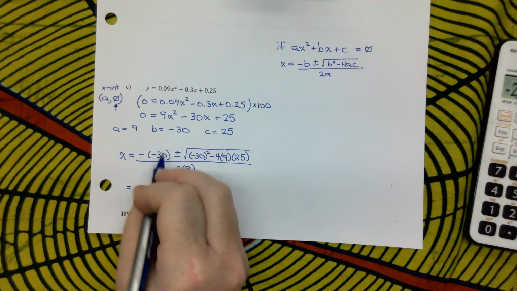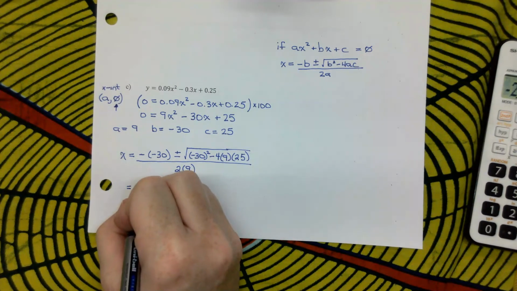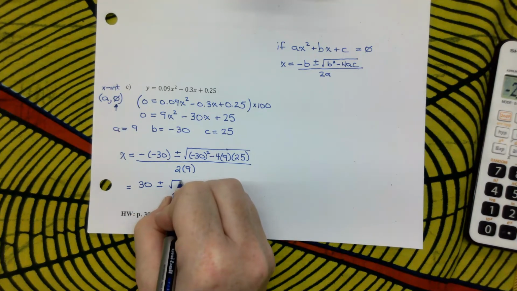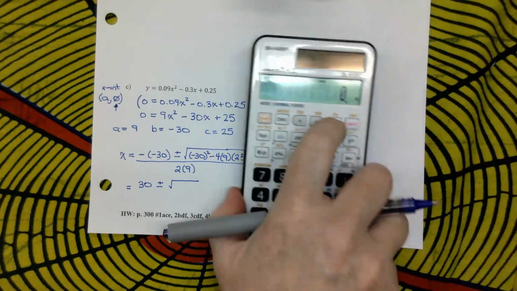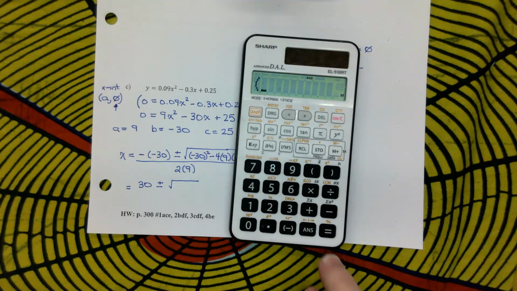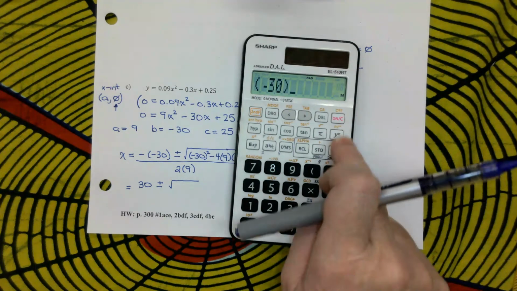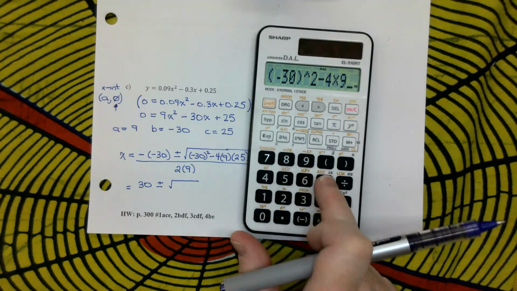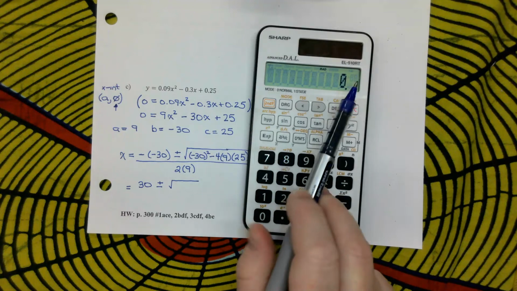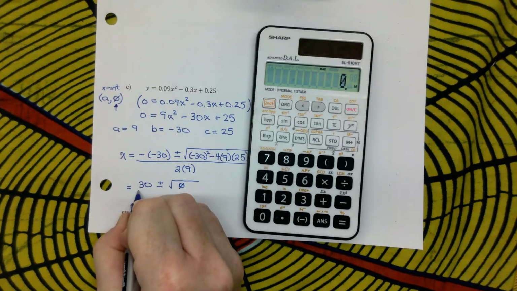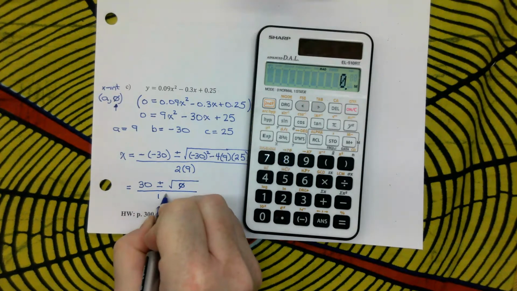So a negative and a negative become a positive, so I have positive 30 plus or minus the square root. So I'm going to go ahead and use my calculator. I'm going to use the brackets because it's negative 30 squared. So I'm going to do negative 30 squared minus 4 times 9 times 25. And I get 0. And then that is all over 18.